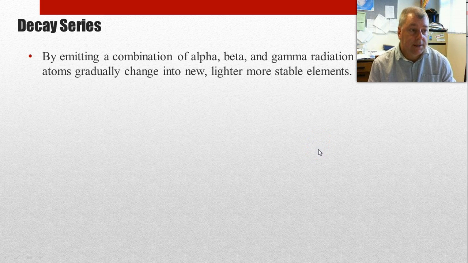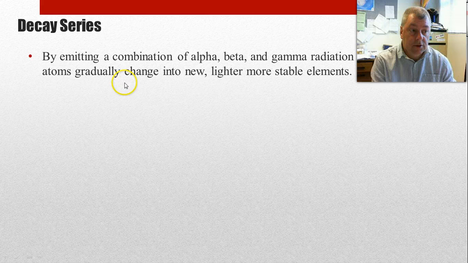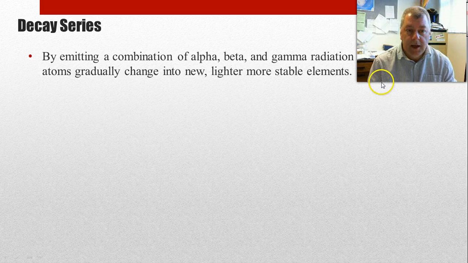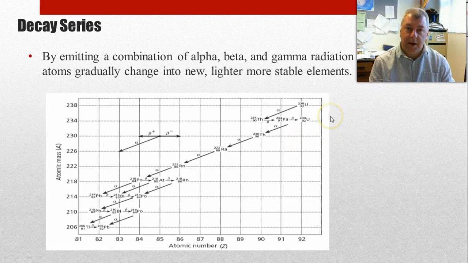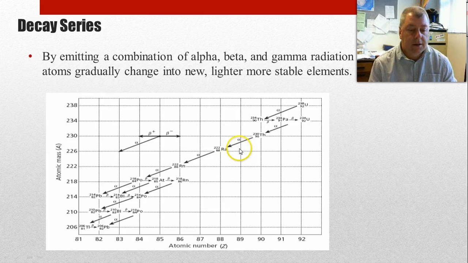Now, decay series is something we mentioned in physical science, and that's where, by emitting a combination of alpha, beta and gamma radiations, atoms gradually change into new, lighter, more stable elements. So this is talking about the heavier part of the periodic table. Remember that hump that we had in the previous sections when we talked about nuclear stability? So this is what heavier elements are trying to do: go from heavy elements down to more stable elements and reach a zone of stability.